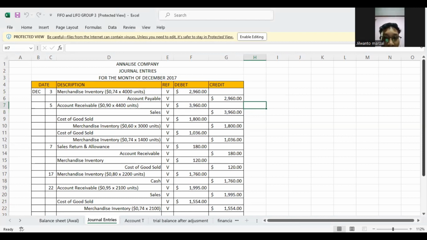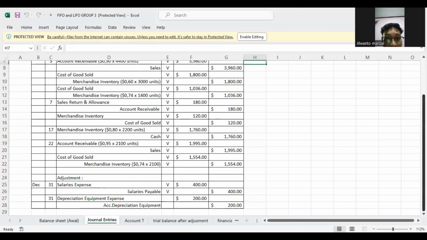The journal is merchandise inventory in debit, $0.74 multiplied by 4,000 units. It is equal to $2,960, and in credit is accounts payable $2,960, because we buy the inventory on account, so the credit will be accounts payable.